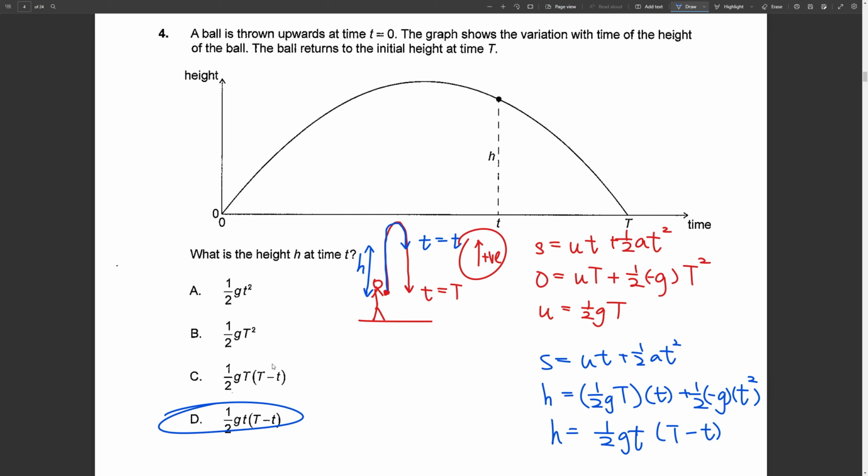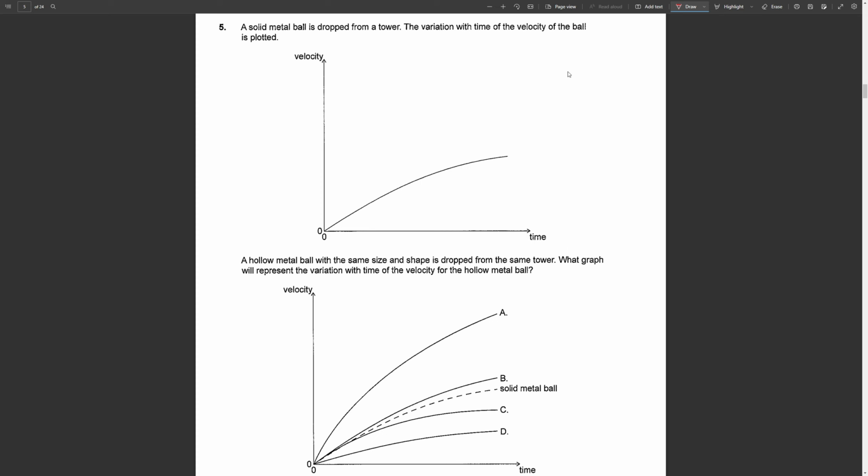which means the answer is D. In question 5, we have one big tower, and from this tower, we're going to drop two balls. One of the balls is a solid metal ball, which means it has a great mass. Let's label this one as big M. On the other side, you have a hollow metal ball. This is the same size and the same shape. So it has a lower mass, small m.